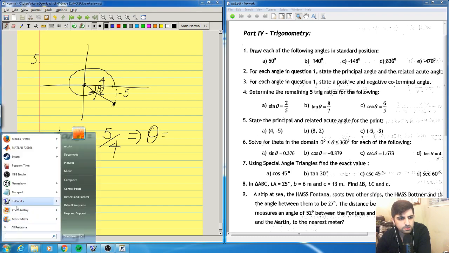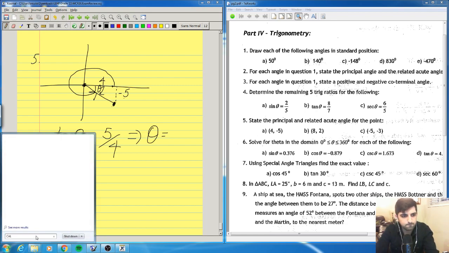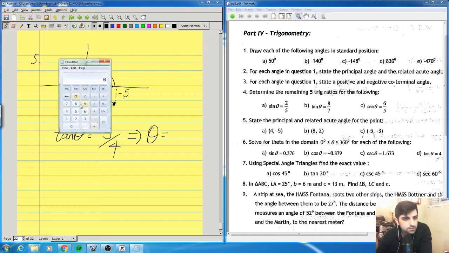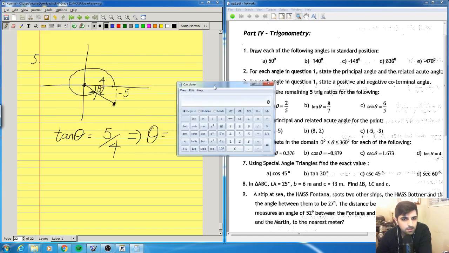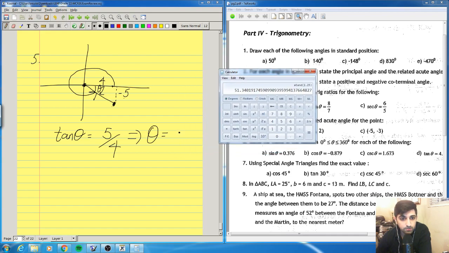Let me try to use my calculator. Let's switch to scientific. Okay, so 5 divided by 4 is 1.25. So all you do is, let's see if this works, inverse tan, and you get 51 degrees. I hope that's correct. 51 degrees.